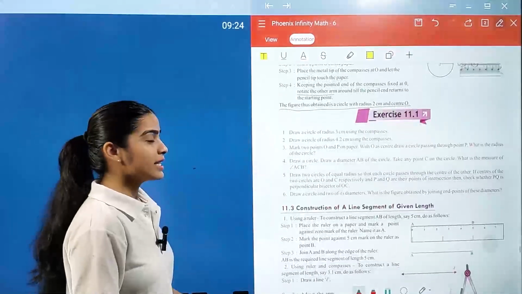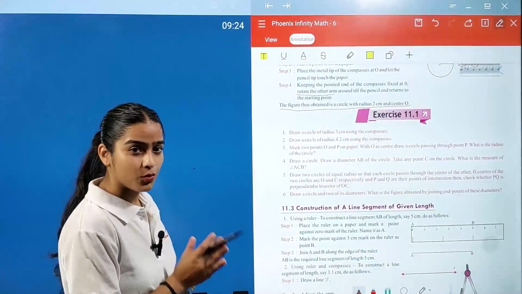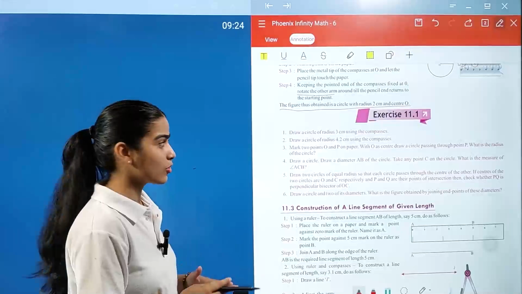So now we have our exercise 11.1, where you have to draw circles.